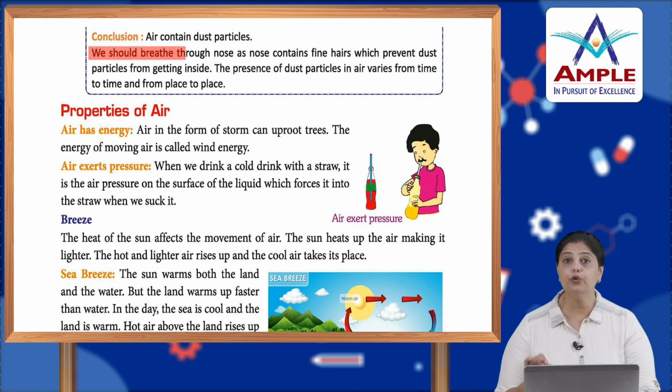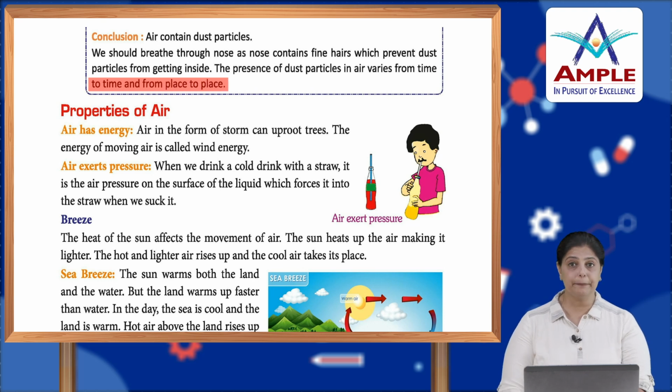So, we should breathe through the nose, as the nose contains fine hair which prevents dust particles from getting inside. The presence of dust particles in air varies from time to time and from place to place. If you stand in front of the mirror and look inside your nose, you will see there are fine tiny hair. This hair stops the dust particles from entering inside, and even sometimes when these dust particles do enter, we sneeze and throw out the dust particles.